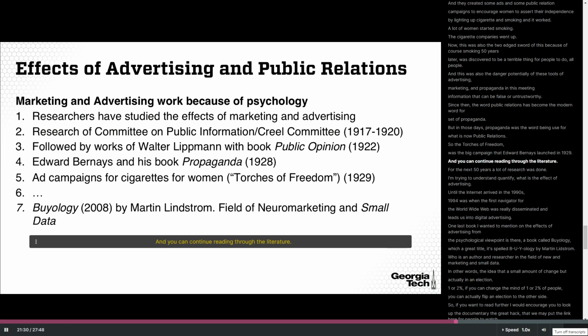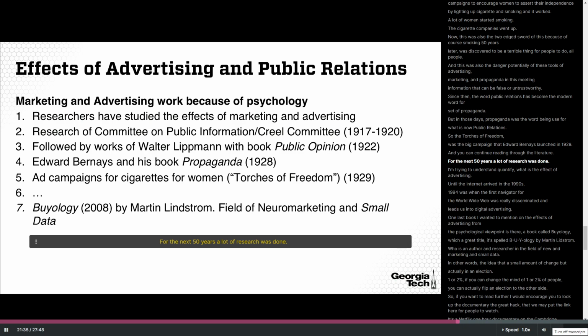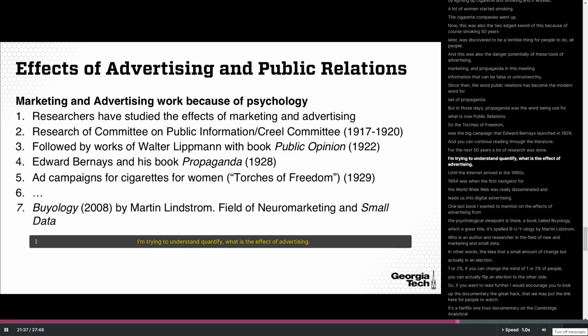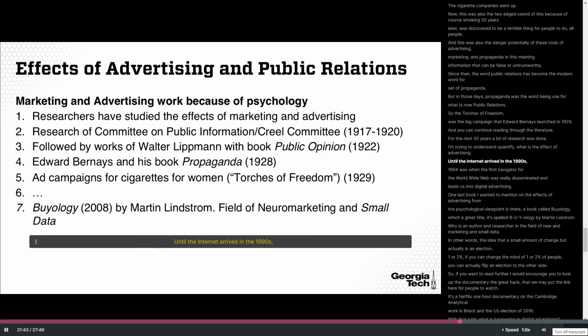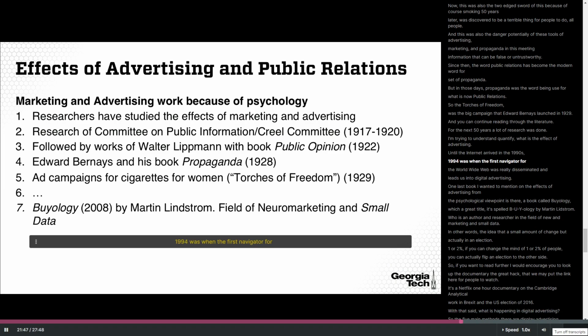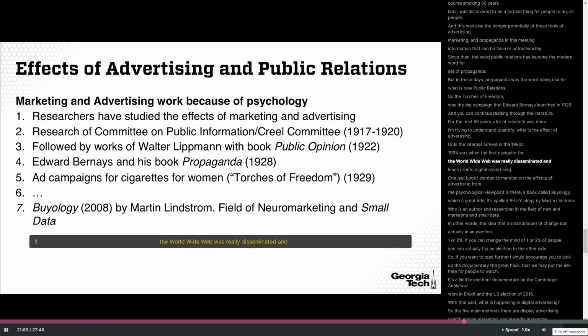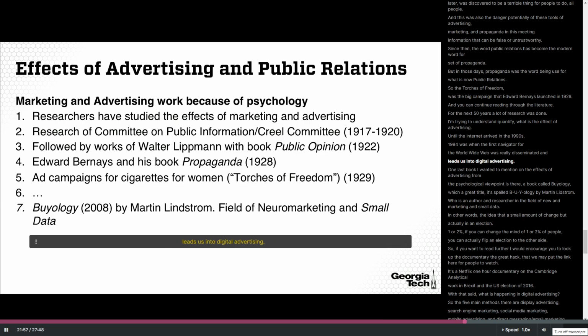And you can continue reading through the literature. For the next 50 years, a lot of research was done on trying to understand, quantify, what is the effect of advertising, until the internet arrived in the 1990s. 1994 was when the first navigator for the World Wide Web was really disseminated, and leads us into digital advertising.